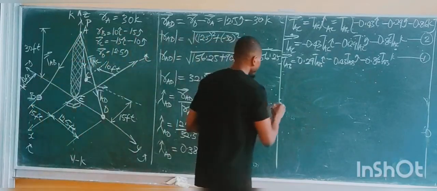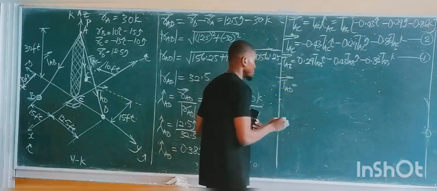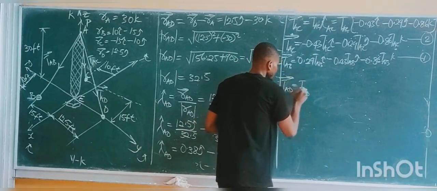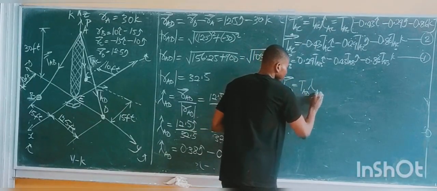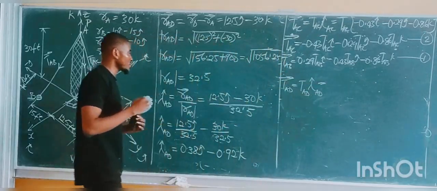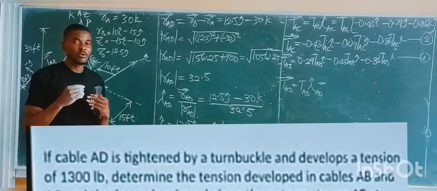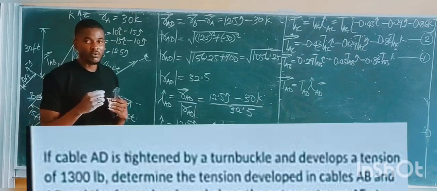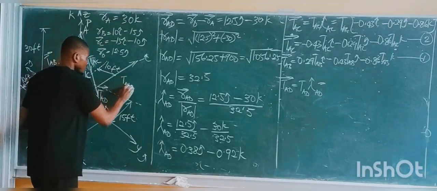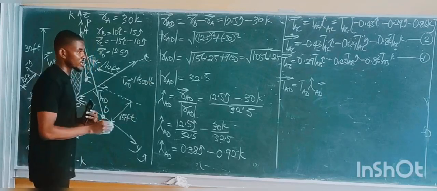So you simply have the position vector of the tension in cable AD equal to the magnitude of the tension in cable AD multiplied by the unit vector in cable AD. Now, from the question, it was given that the tension in cable AD is 1,300 pounds. So TAD was given as 1,300 pounds.